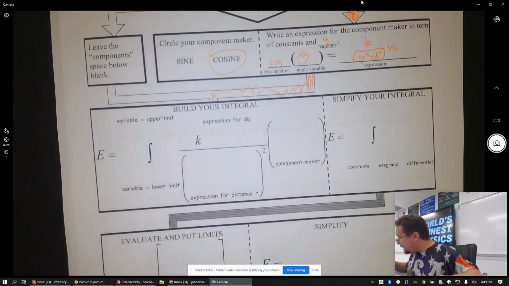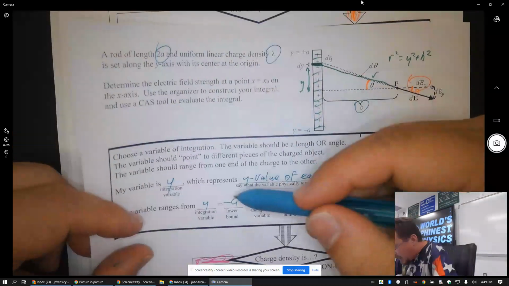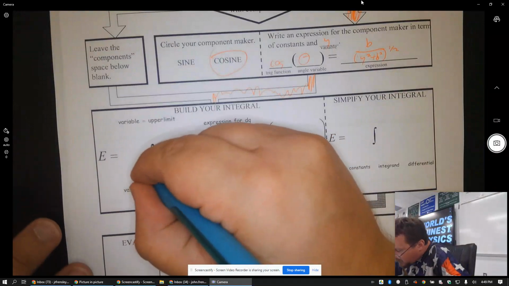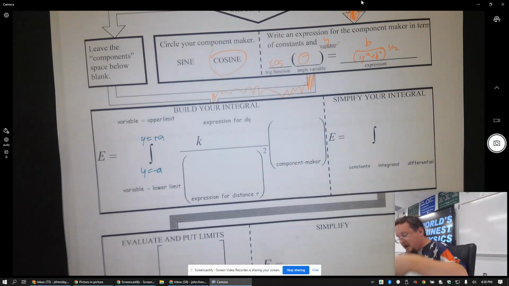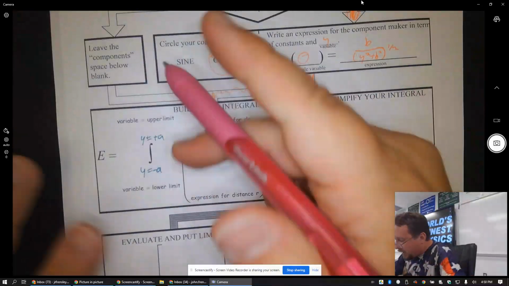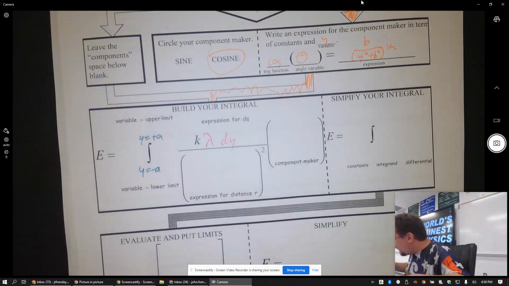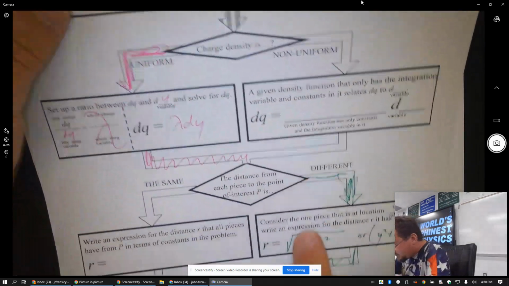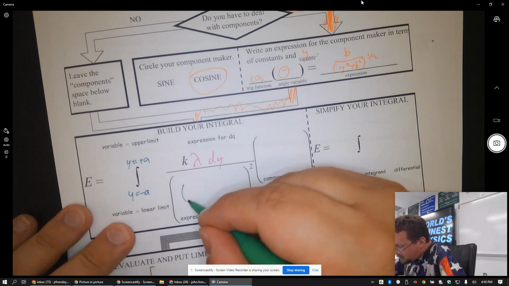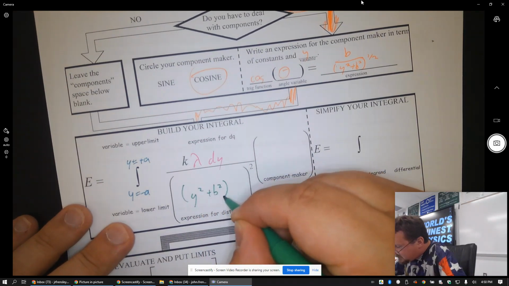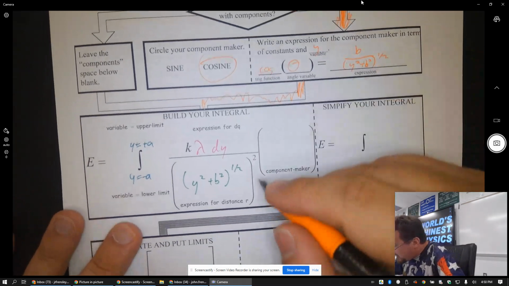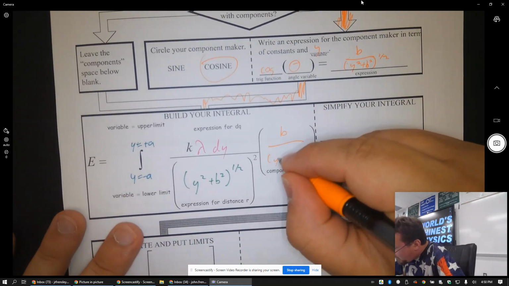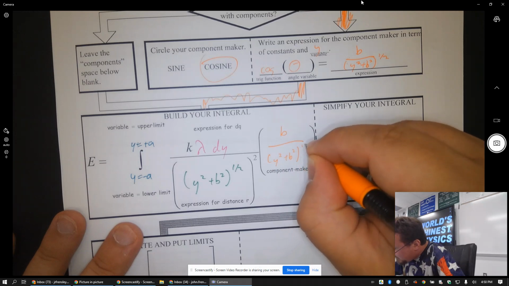All right, I'm going to build my integral. Let's have a look at this. y goes from negative a to positive a. Then I've got to deal with this, lambda dy. Then I've got to deal with the r. So the r is going to be y squared plus b squared to the 1/2 power, and that's going to get squared. And then I have to put in my component maker: b over y squared plus b squared to the 1/2 power.